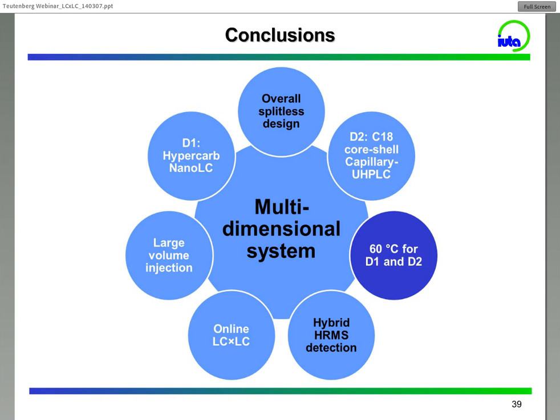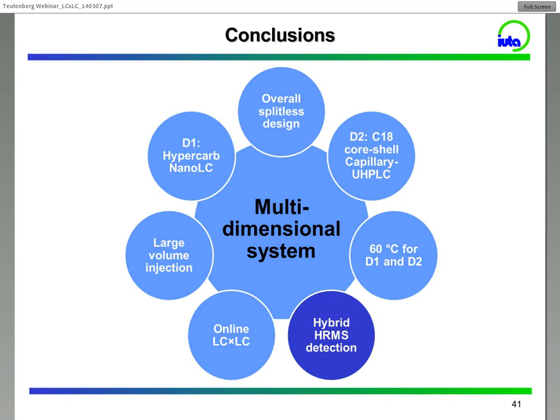The complete system is run at 60 degrees for both dimensions to reduce the pressure, which leads to lower viscosity maxima during the solvent gradients. With this approach, we have an overall splitless design, so there is no flow splitting at the pumps, there is no flow splitters when we connect the column to the mass spectrometer. And in order to have a very good identification, we use hybrid high-resolution MS detection.